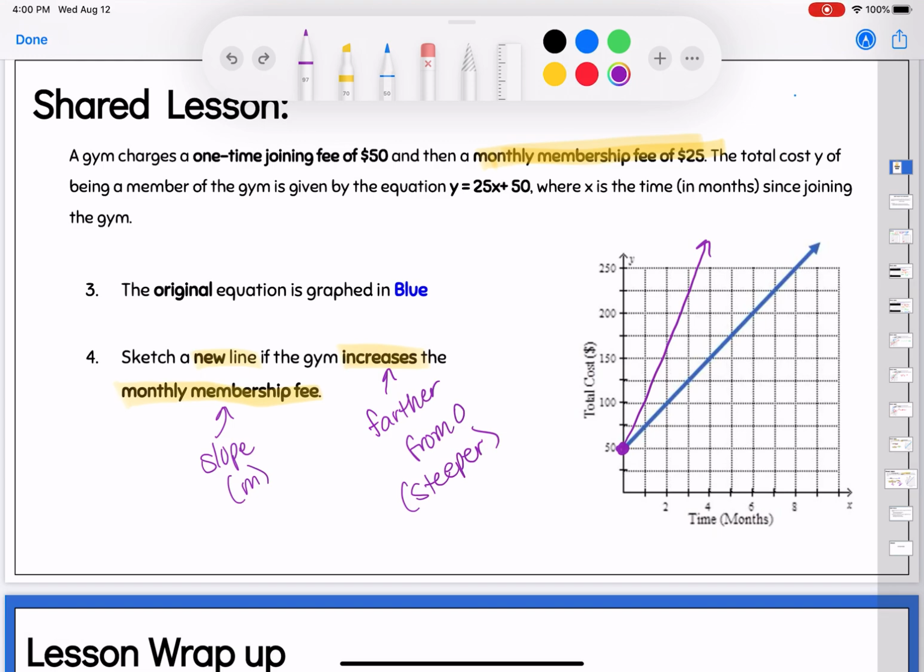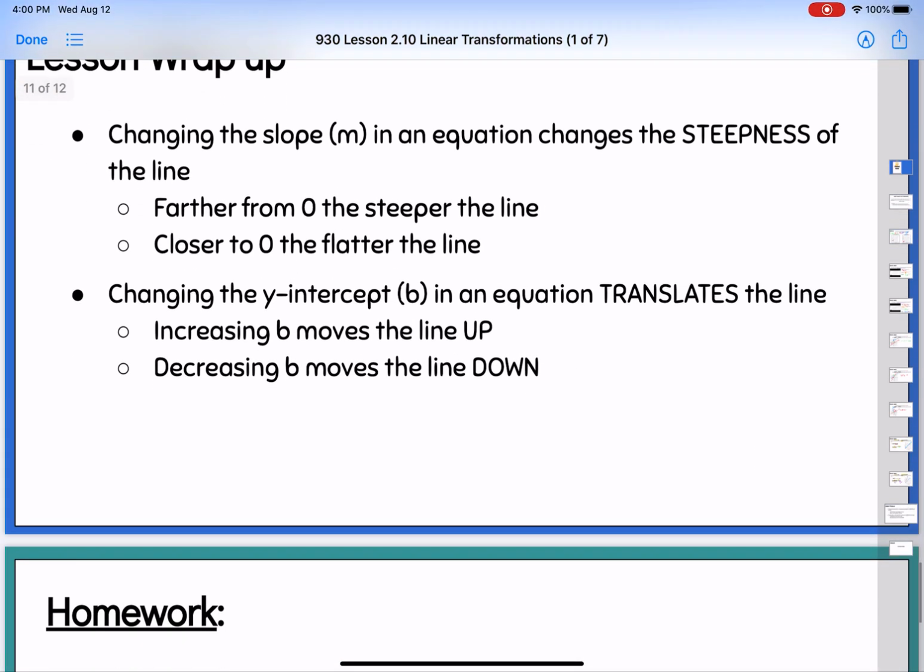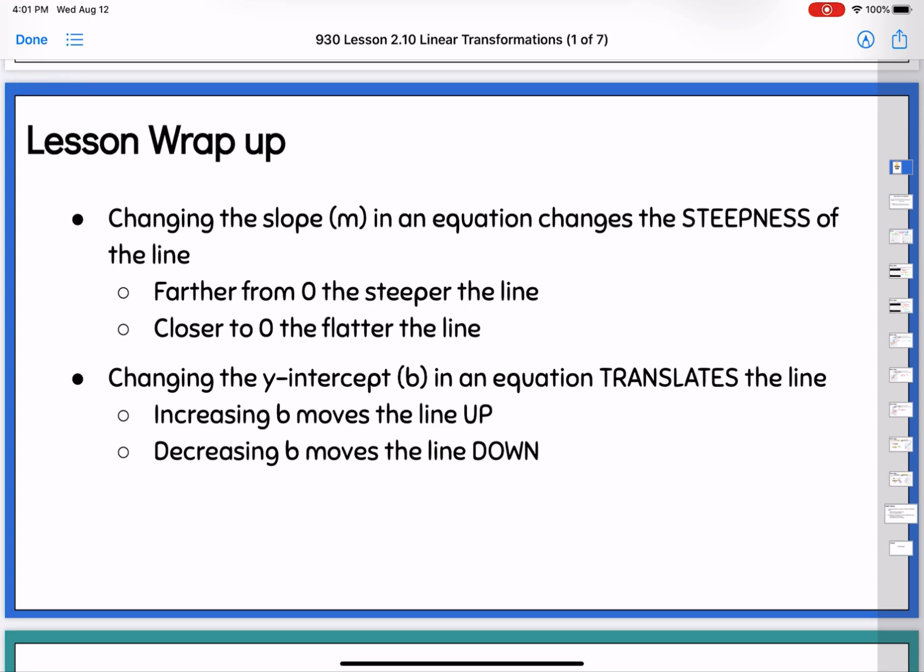All right, so hopefully you got the idea of how to sketch new lines based off of changes in the graph, but also looking at graphs, be able to understand what changed in the equation. So that kind of wraps up what we're talking about for linear transformations. So just remember, changing the slope changes the steepness of the line. Farther from zero, the steeper the line. Closer to zero, the flatter the line. Changing the y-intercept, the b in the equation, causes a translation. Increasing the b moves the line up, decreasing the b moves the line down.